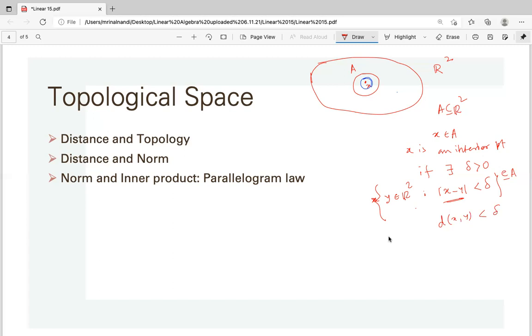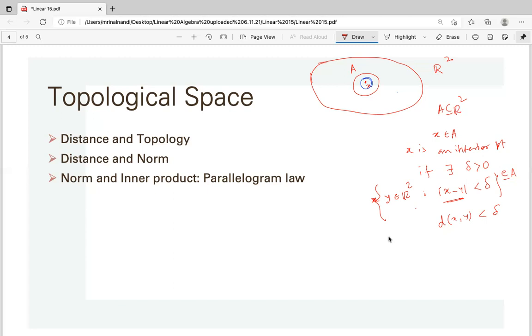Now, this open set definition is coming from the metric, when the metric space is there, but we can define it in another way. We can say, okay, we have a non-empty set, and we declare that these are the open sets, and this collection of all open sets is called the topology.